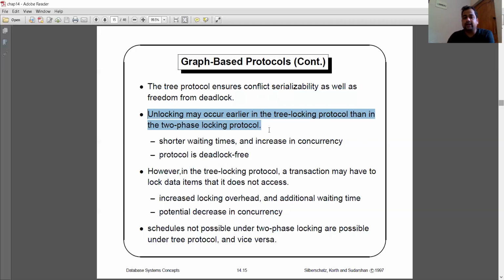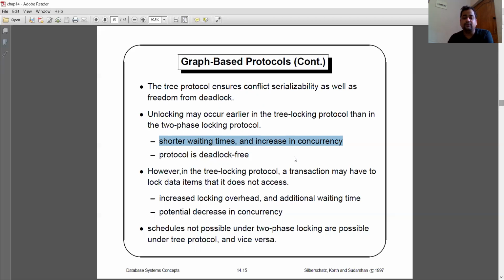Unlocking may occur earlier in the tree locking protocol than in the two-phase protocol. First one is shorter waiting time and an increase in concurrency. Second one is that the protocol is deadlock free. So these are the basic features of this graph-based protocol. The waiting time is shorter and it increases the concurrency, so it improves the concurrency control mechanism.